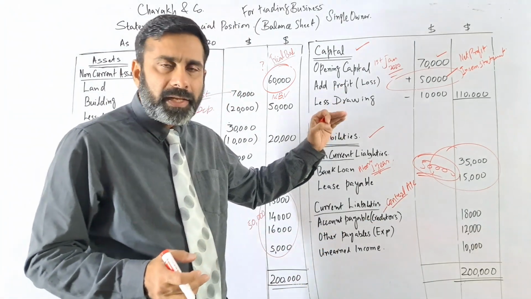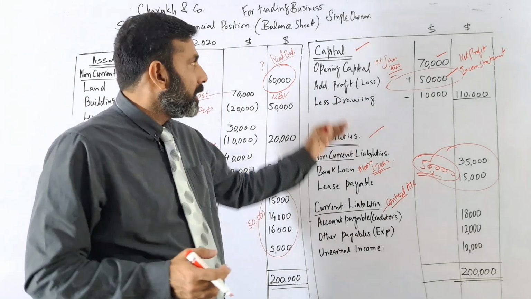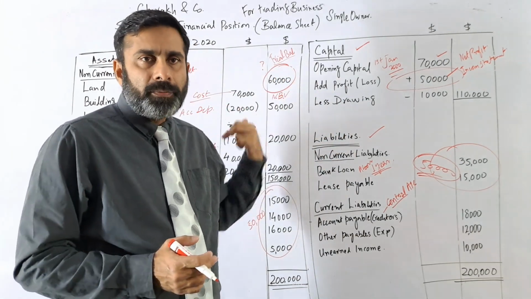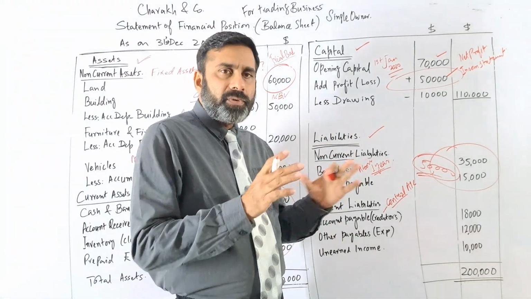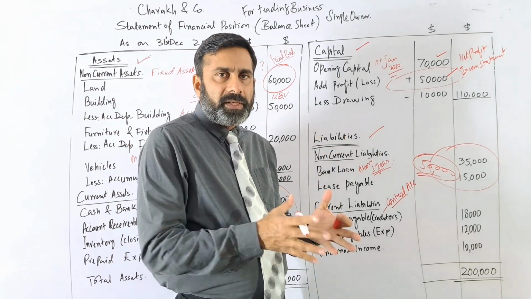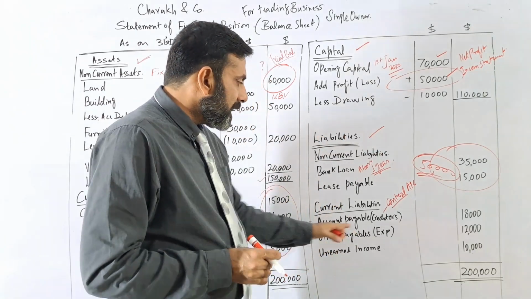So you will not write every individual supplier name here in the statement of financial position. What we have to do is write the total of that in the control account. The next thing is the other payable.